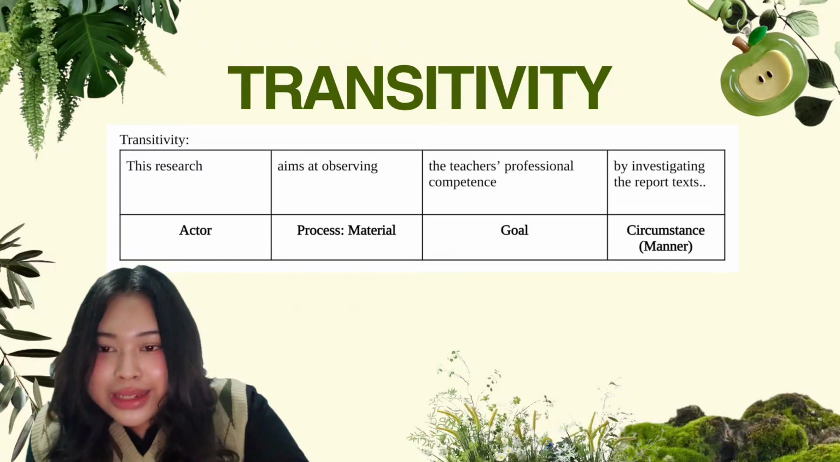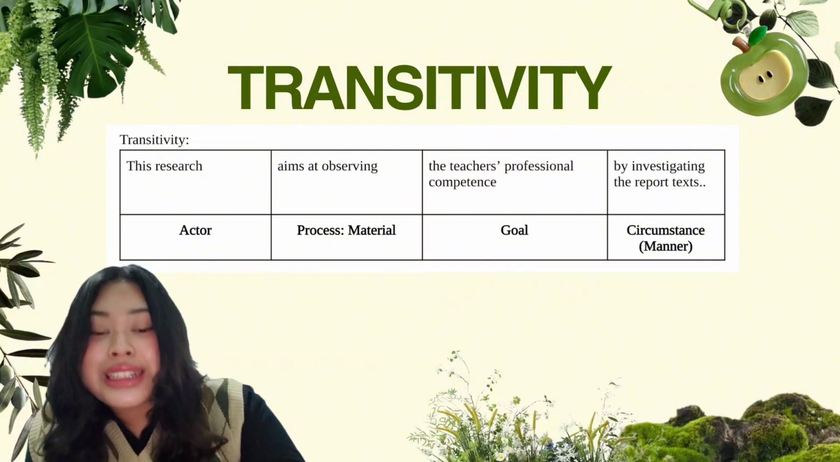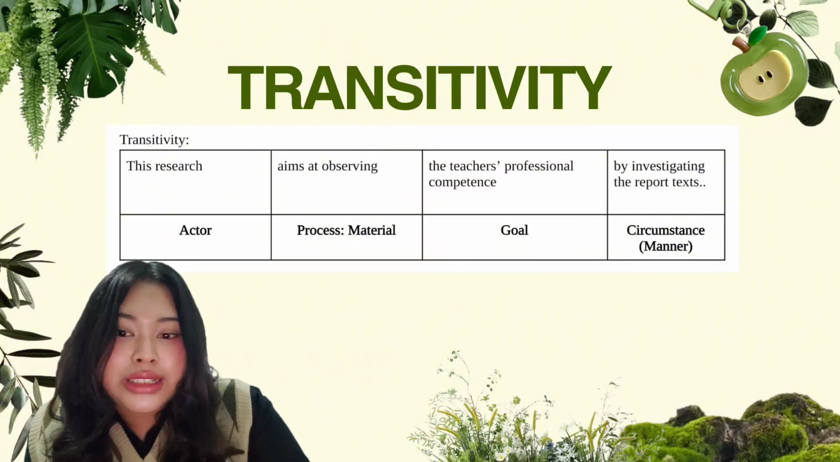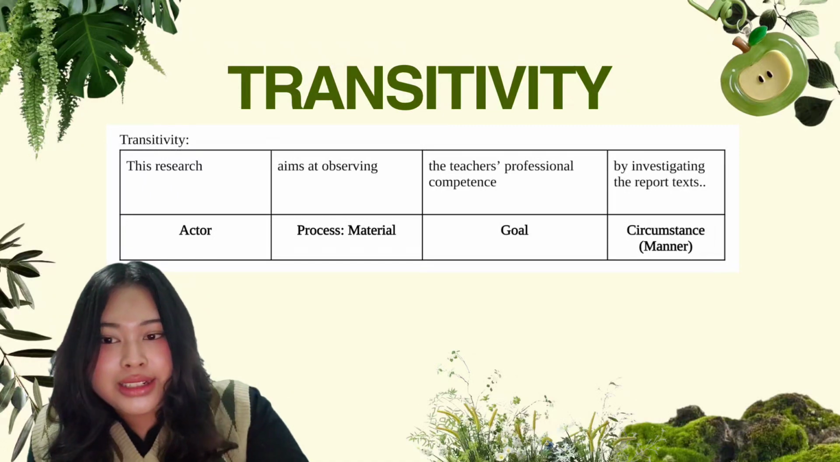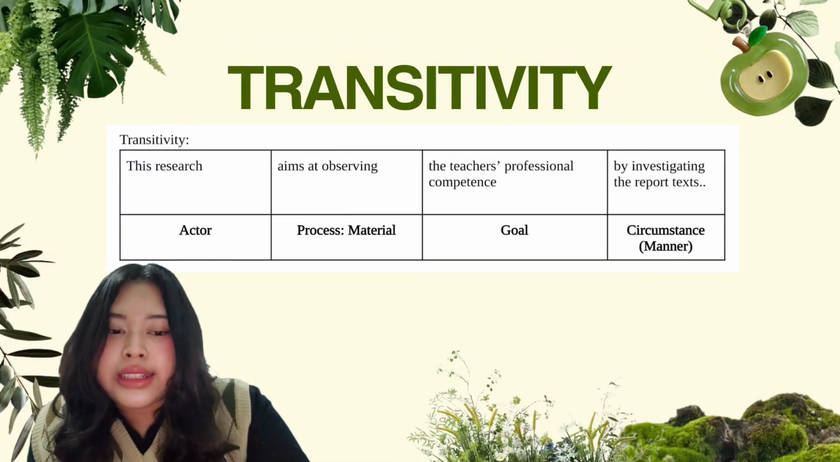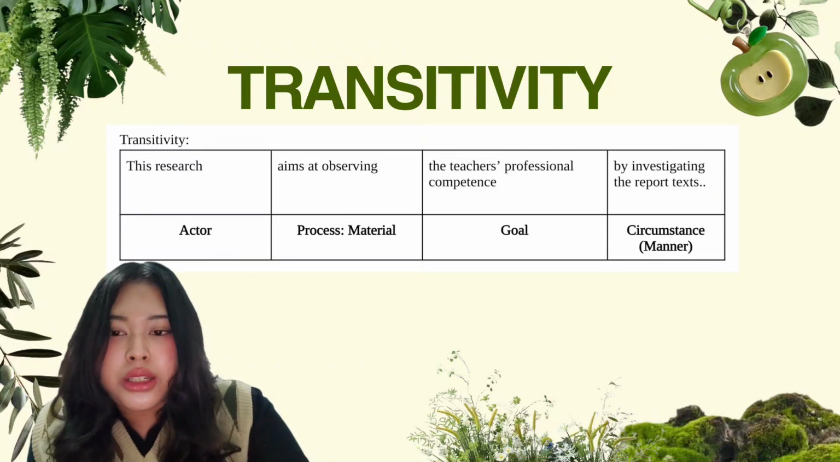Even though "aims" sounds like a mental plan, in academic writing, we treat research as if it is a doer. So "this research" is labeled as the actor, the one performing the action. So the process is "aims at observing." This is the action being taken. "The teacher's professional competence" is the goal because it is the object that is being observed.